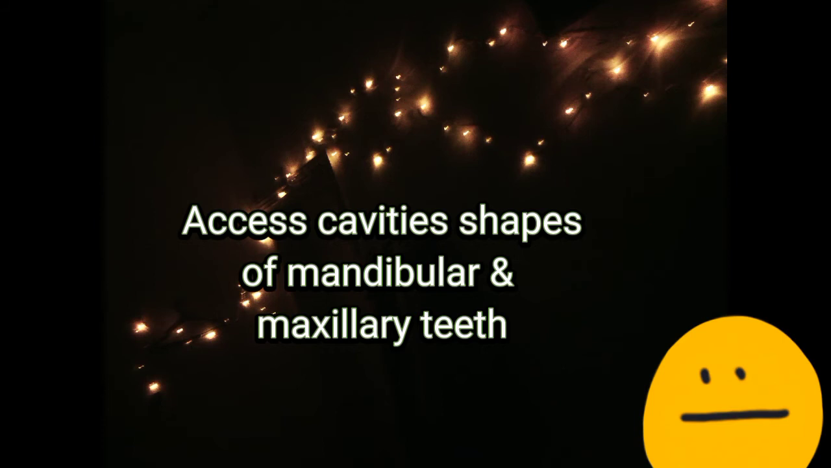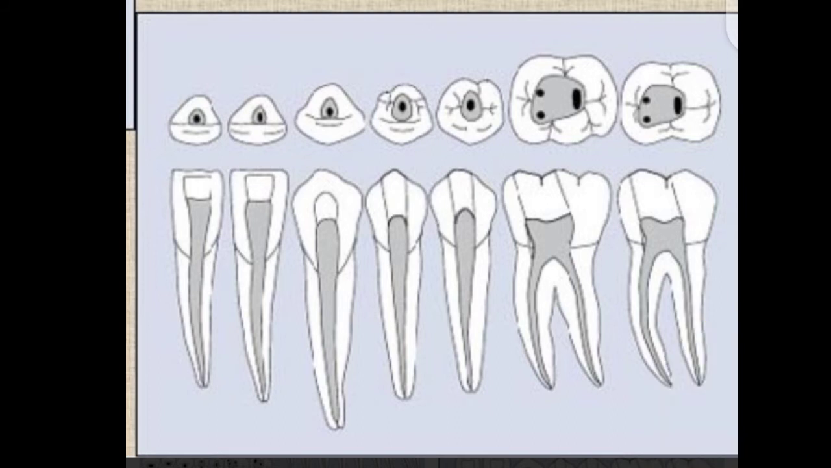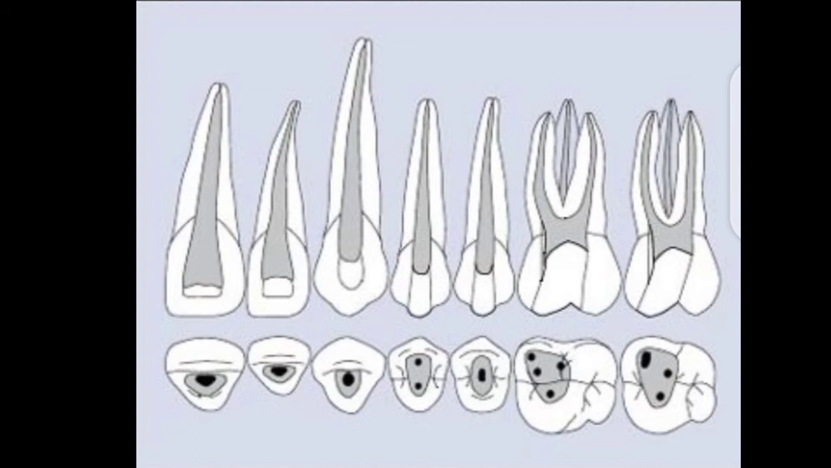Now come the access cavity shapes of mandibular and maxillary teeth. Access cavities of incisors, canines, and premolars are oval in shape, while for molars it's trapezoidal or rhomboid in shape. Incisors, canines, and premolars have single canals, while molars have some variations. For the first molar there are 3 or 4 canals, and for the second molar it also has 3 to 4 canals.